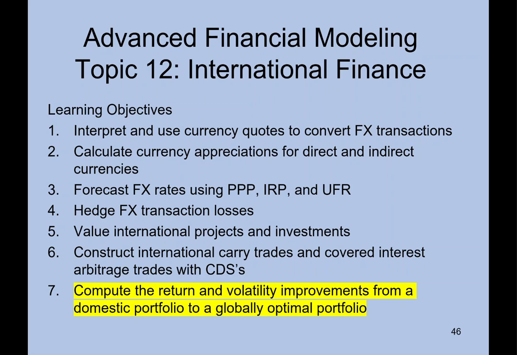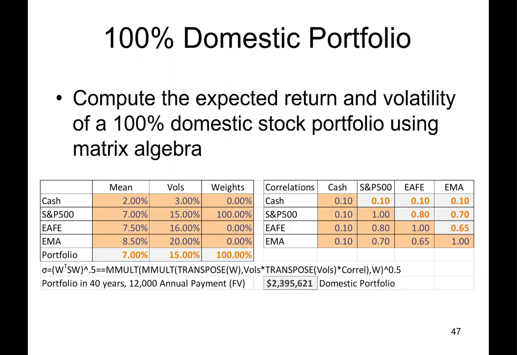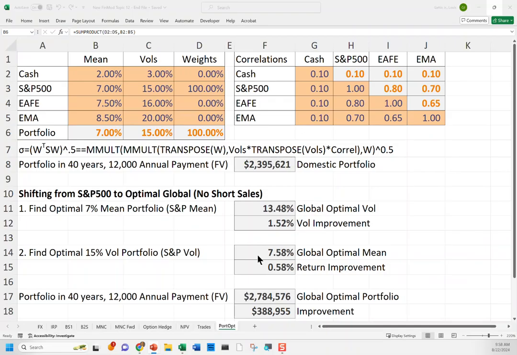Advanced Financial Modeling, Topic 12, International Finance, Learning Objective Number 7. We're going to compute the return and volatility improvements from switching from a domestic portfolio to a globally optimal portfolio. So let's go to the spreadsheet and take a look at the setup we have.